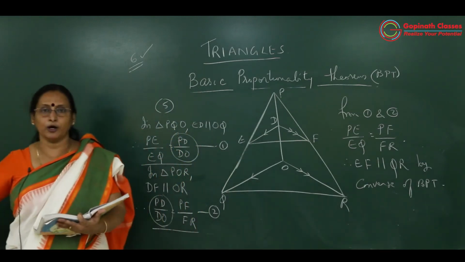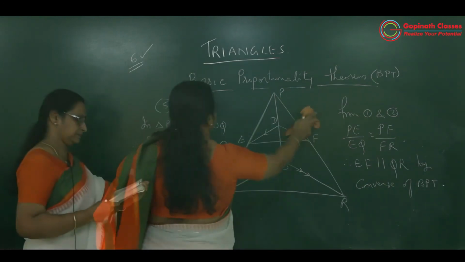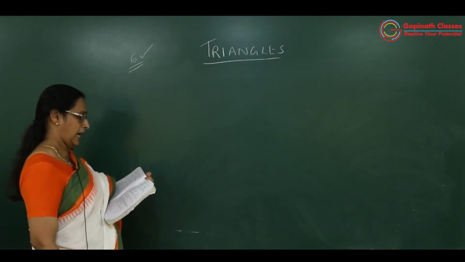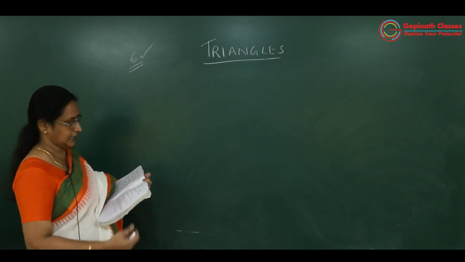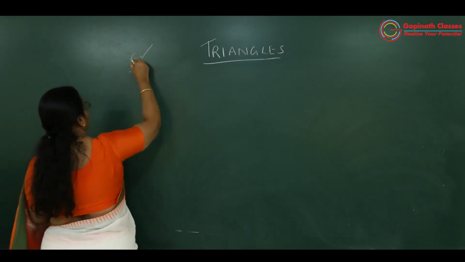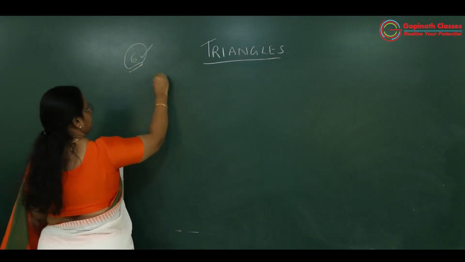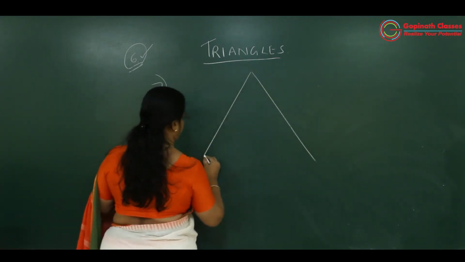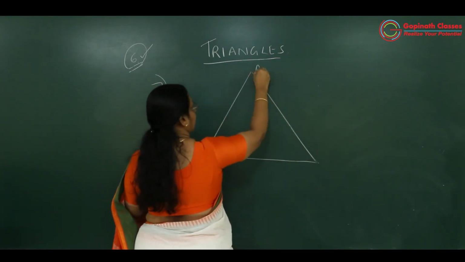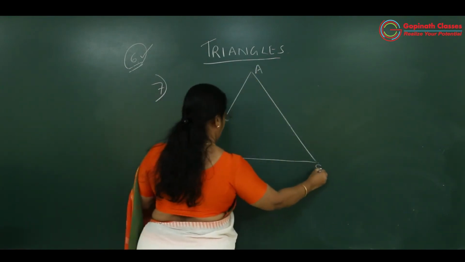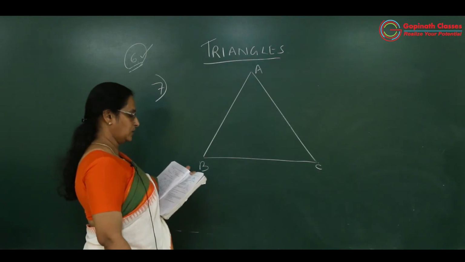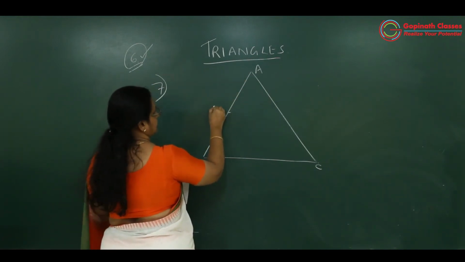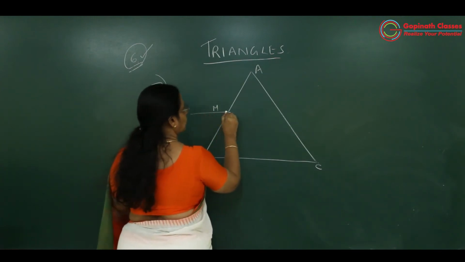Using theorem 6.1. 6.1 is BPT. Prove that the line drawn through the midpoint of one side of a triangle parallel to another side bisects the third side. Okay. Seventh. So this you have to do. Seventh. Prove that in a triangle, I am giving the triangle ABC name. Prove that the line drawn through the midpoint of one side, agar I am taking the midpoint of AB as M and I am drawing a line through M.